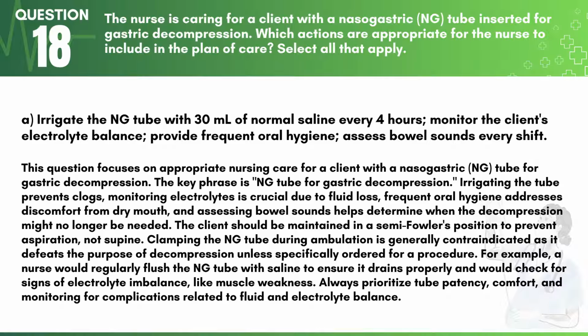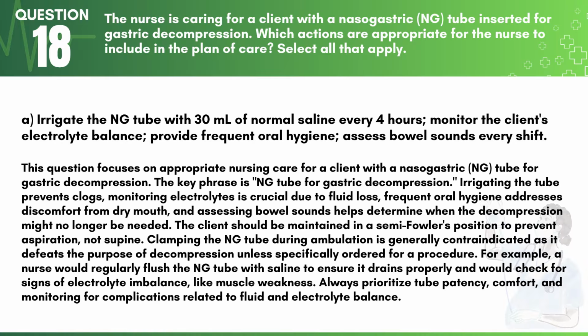Answer. Irrigate the NG tube with 30 milliliters of normal saline every 4 hours, monitor the client's electrolyte balance, provide frequent oral hygiene, assess bowel sounds every shift. This question focuses on appropriate nursing care for a client with a nasogastric NG tube for gastric decompression. The key phrase is NG tube for gastric decompression.